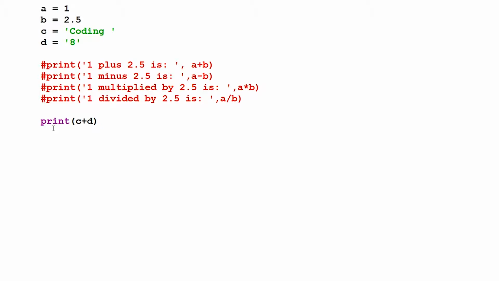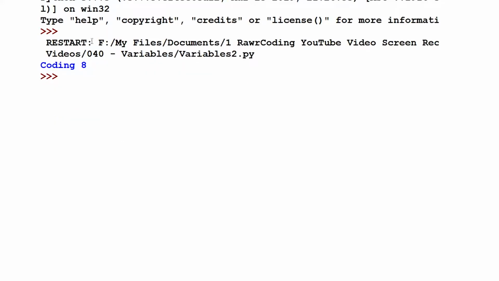What we can do, however, is add two strings together using a plus sign. This is called concatenation. Over here, we'll add the word coding to the string value 8. Let's run our program, and the output of our program is coding followed by the value 8.